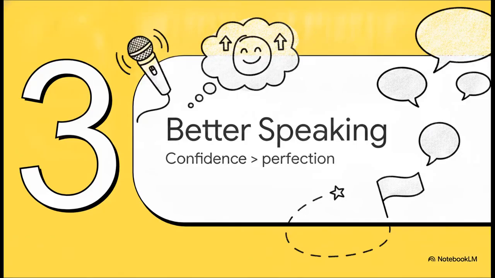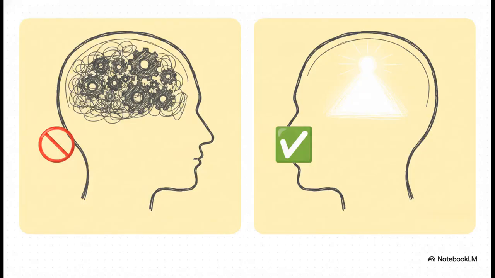All right, Section 3, Strategies for Better Speaking, Building Confidence over Perfection. Okay, you really need to make a major mental shift here. Stop translating from your native language in your head. It slows you down and makes simple conversations feel like a heavy math problem. Instead, you've got to start forming thoughts directly in English.